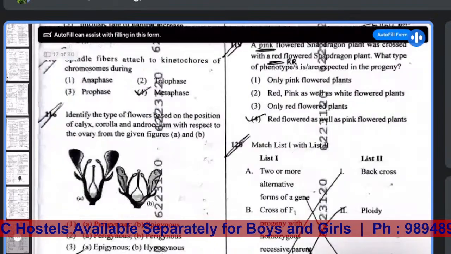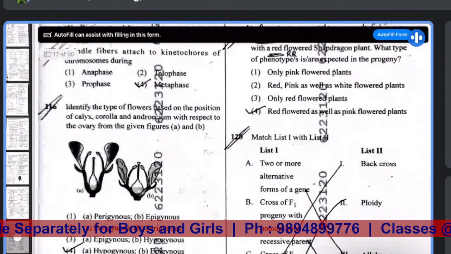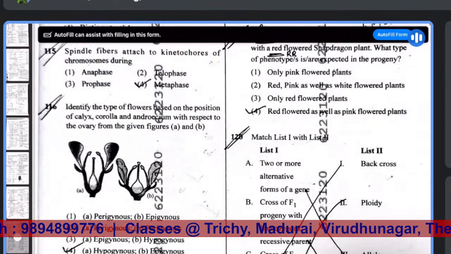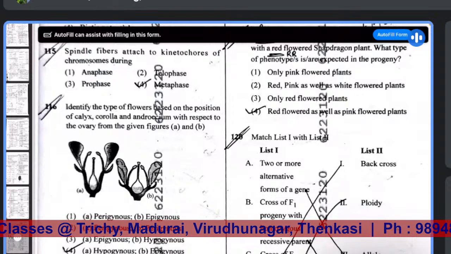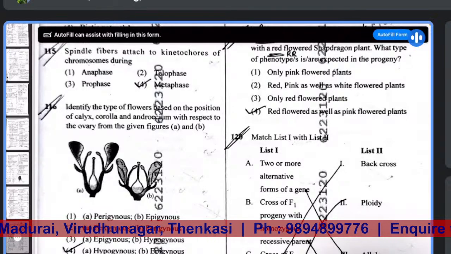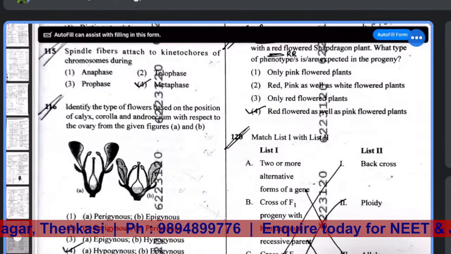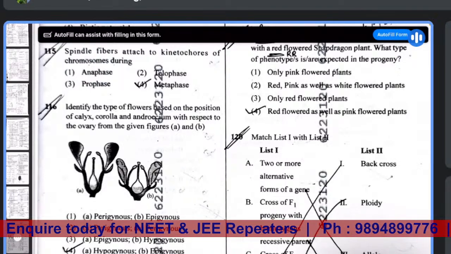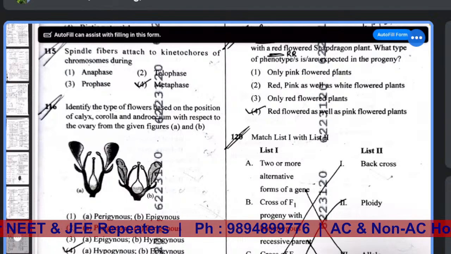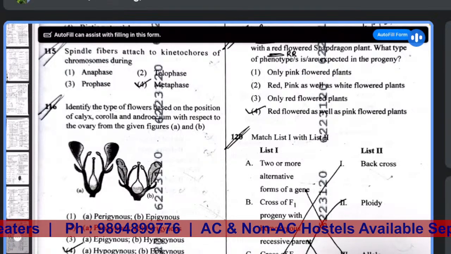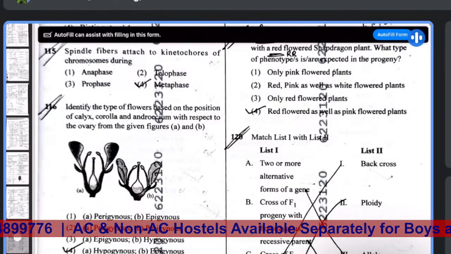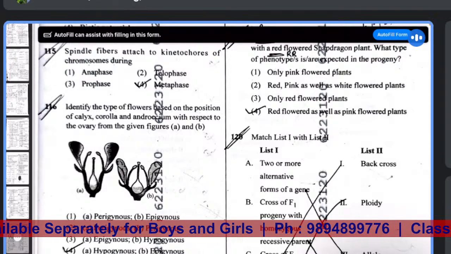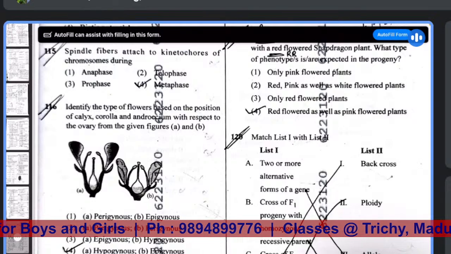116, identify the type of flowers based on the position of calyx, corolla and androecium with respect to ovary. So we have 3 different types of flowers, right? So based on the position of the ovary. Superior ovary, we call them hypogynous flowers. Inferior ovary, you call them epigynous flowers. Half inferior ovary, you call them perigynous flowers. But here, the 2 figures given, right? Both are perigynous flowers. So in your NCERT book, there will be 4 diagrams for 3 different types of flowers. In that, 2 diagrams will be given for perigynous. So the answer here is option 2, 116.